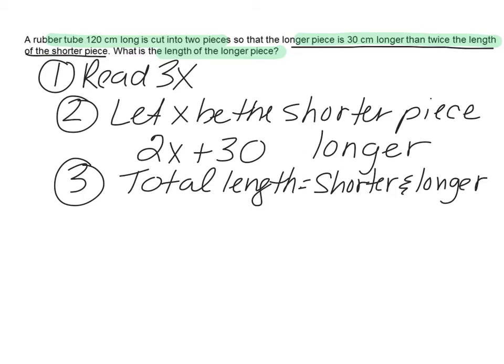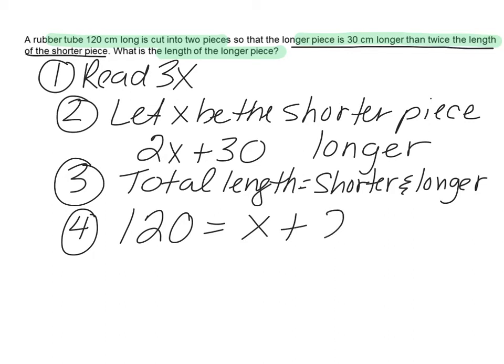Now in the next step, we're going to set up the equation to go along with that bit of knowledge that we learned in part number 3. So the total length we know is 120 centimeters. And we know that the shorter piece is x, which we have denoted. And we know that the longer piece is 2x plus 30. So the length of the shorter piece plus the length of the longer piece should give us the total length of the tube.